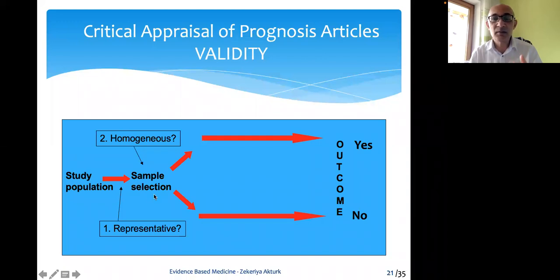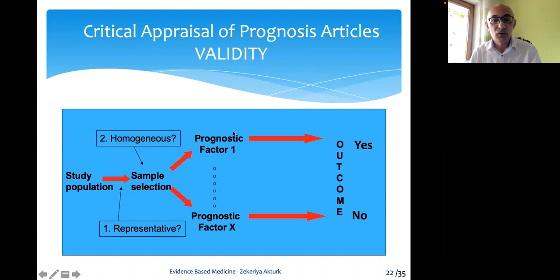Second, is my sample homogeneous? If they are participants with very diverse and different backgrounds, that also might influence the validity. If you have prostate cancer patients who have additional diseases like comorbidities, heart diseases, of course, the mortality of these people might be higher compared to people who don't have these conditions. So homogeneity would be one factor you should consider.